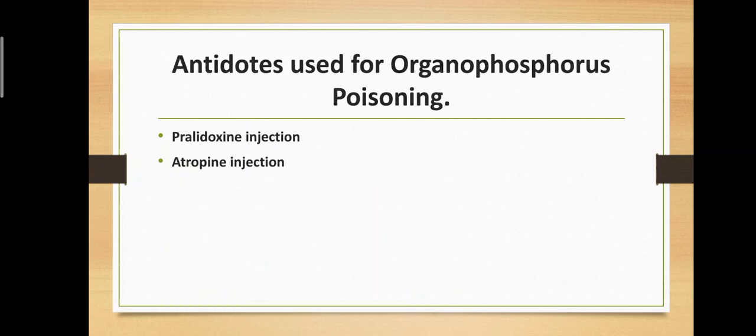Antidotes used for organophosphorus poisoning. Generally the question asked is: what is the antidote used for organophosphorus poisoning, or choose the following antidotes used for organophosphorus poisoning. There are many different choices, but the correct answer is pralidoxime injection and atropine injection.